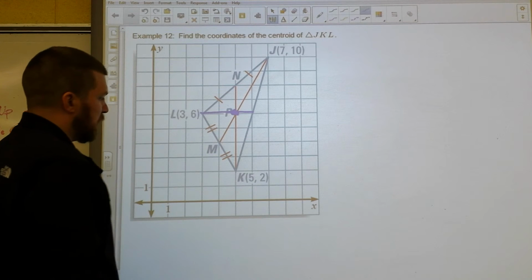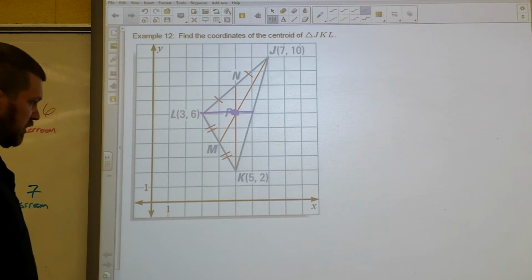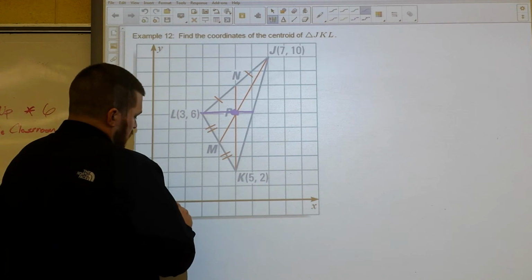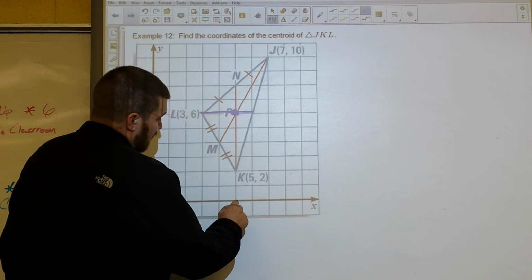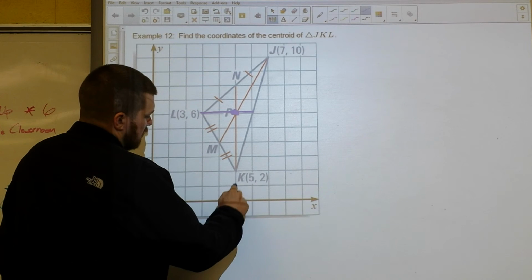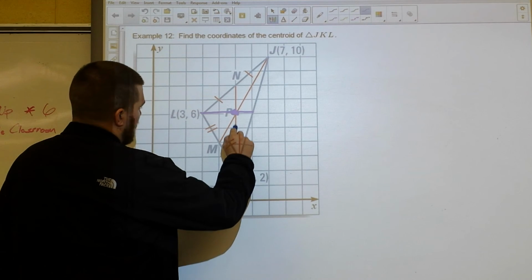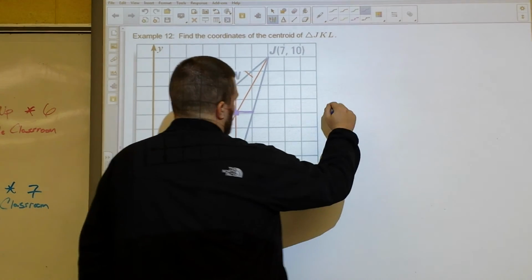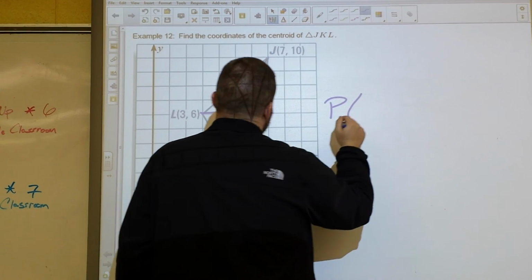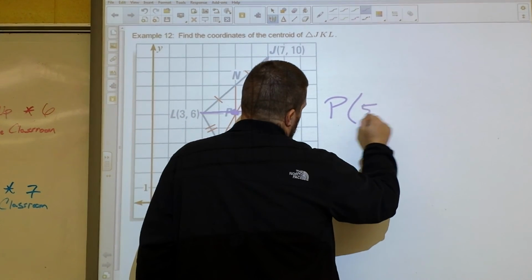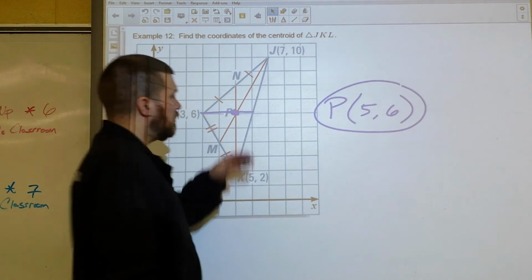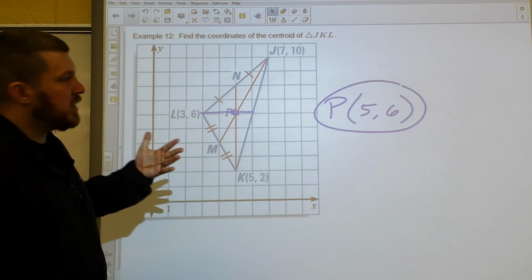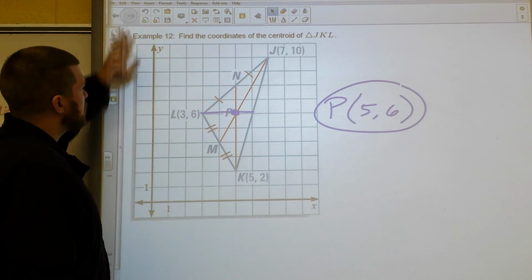So now I can just use my graph to find the coordinate of the centroid. First I need to find my x coordinate, so 1, 2, 3, 4, 5. Then I need to find the y coordinate, so 1, 2, 3, 4, 5, 6. So point P, which is the centroid, which is what I'm asked to find, is at (5, 6). It looks like a complicated problem just because it's on the graph, but it actually turned out to be pretty easy.